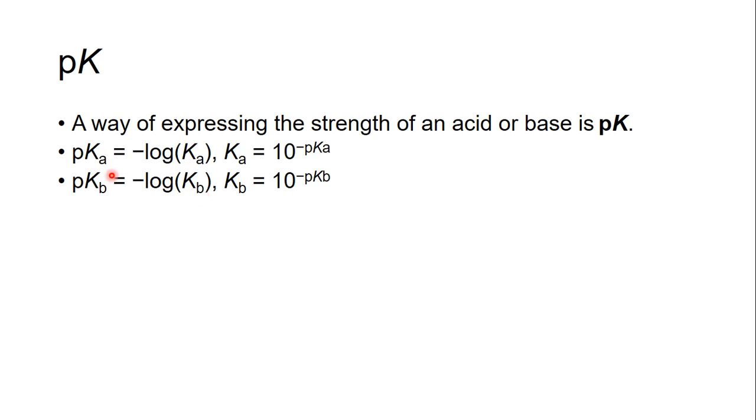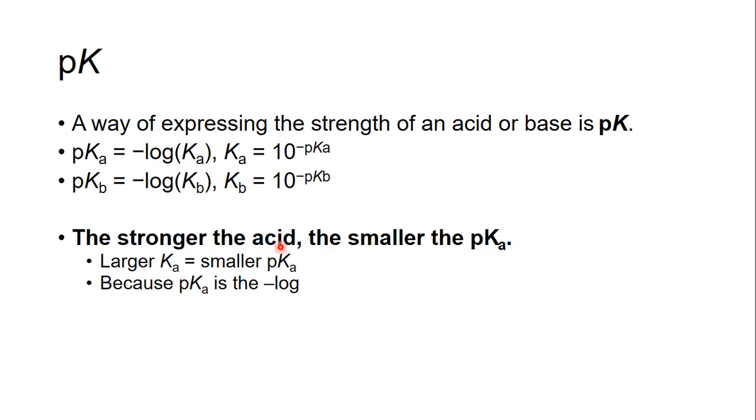Now with this information about pH and pOH, we can actually go back to our acids and bases and calculate pK or pKa. So pKa and pKb, again, P is just minus log, so pKa is minus log Ka. pKb is minus log Kb, therefore Ka is 10 raised to the power minus pKa, and Kb is 10 to the power minus pKb.